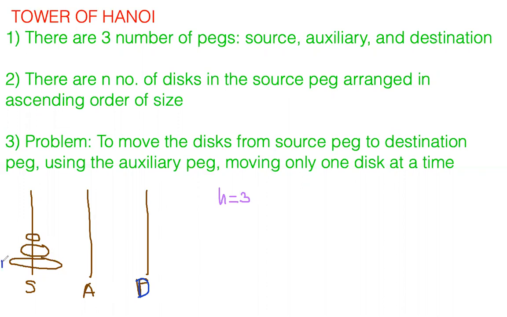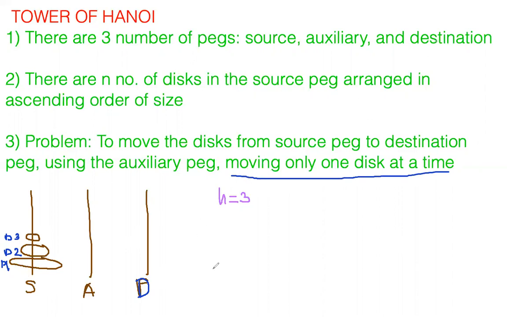So let this be disk 1, disk 2, disk 3, and the smallest one is at the top and the largest one is at the bottom. The problem is to move all the disks from source peg to the destination peg by using the auxiliary peg, but the constraint is only one disk can be moved at a time. So this is the Tower of Hanoi problem.